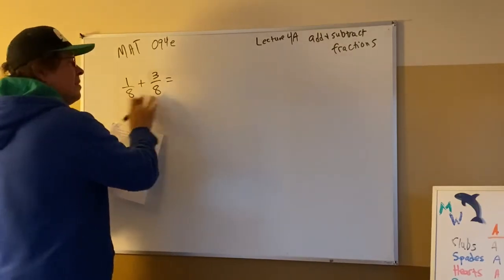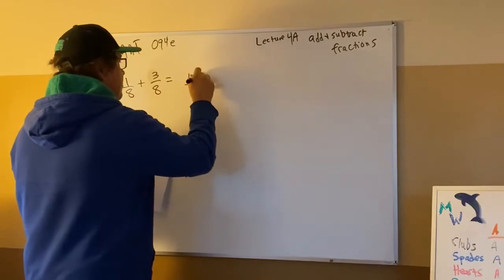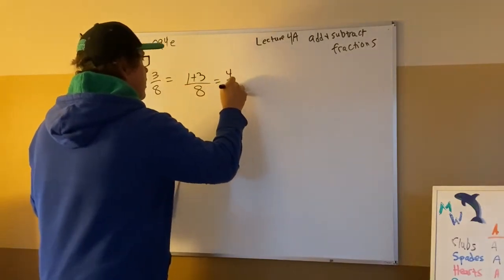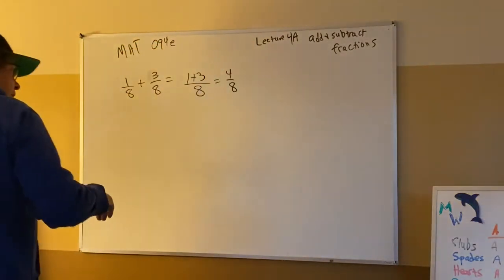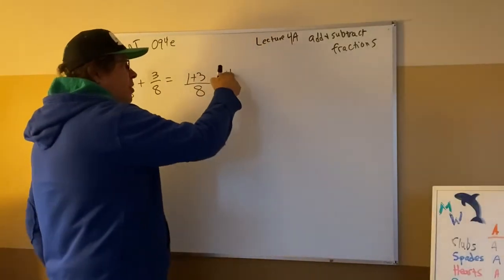Okay, they're both 8s. No need to find a common denominator. Let's just get to adding the 1 plus the 3, and that's going to get us 4 over 8. That's not done until we fully reduce it. We recognize that the smaller number is 4.